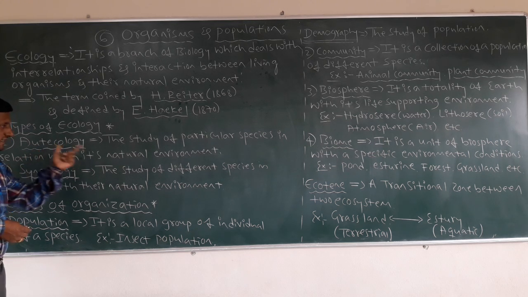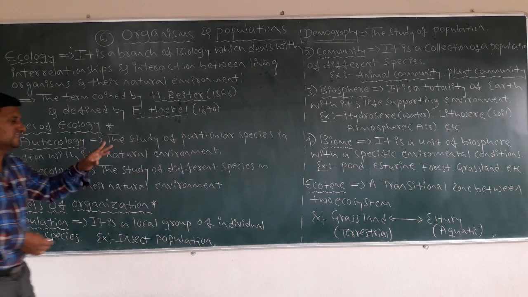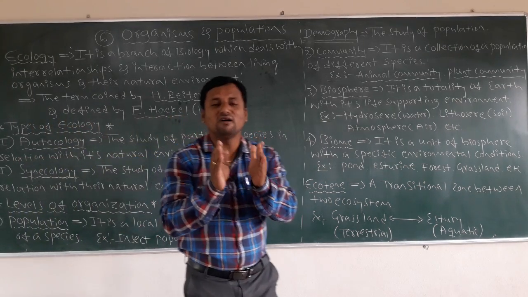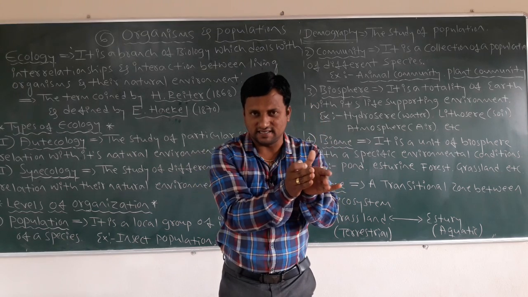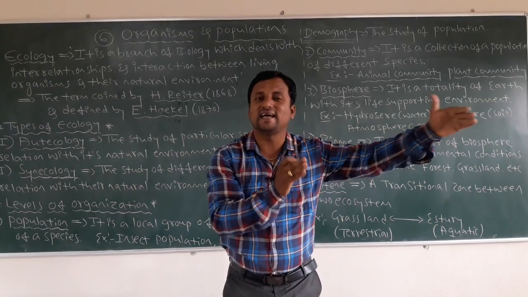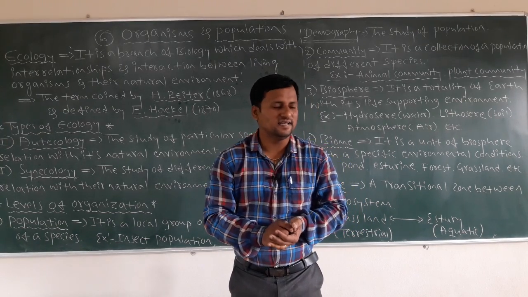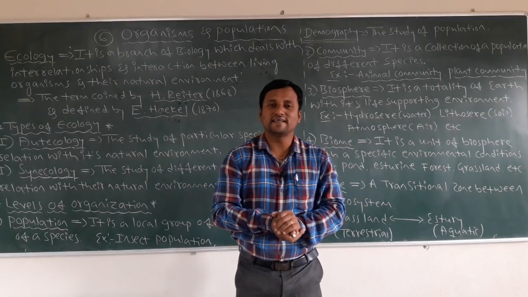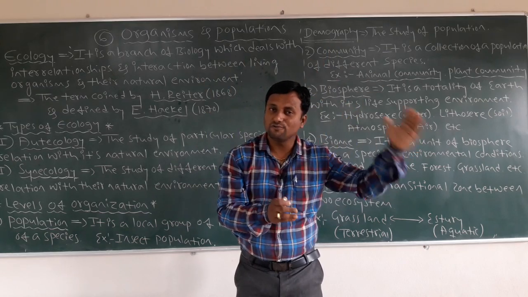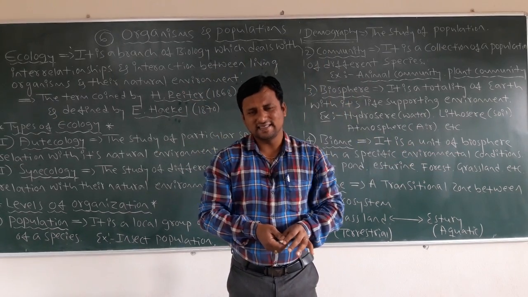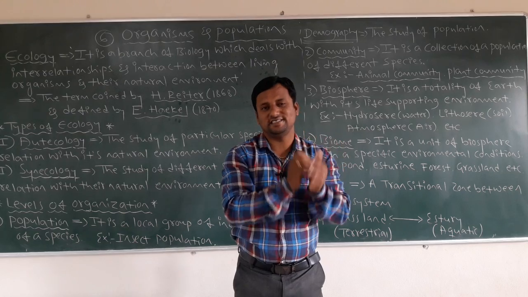Autecology is the study of a particular species in relationship with its natural environment. Here we concentrate only on that species, which should be present in its natural habitat, because there are so many habitats. For example, the terrestrial habitat is the land surface. Next, the aquatic habitat is water, and the arboreal habitat is air. Like that, there are many habitats, and in them we study the particular species.